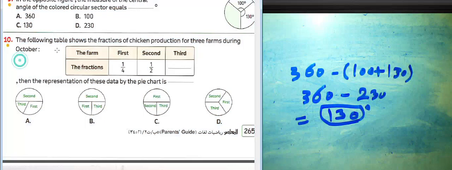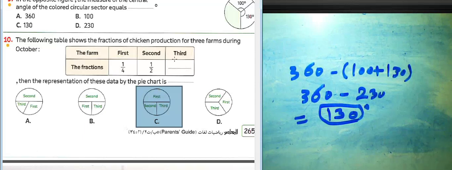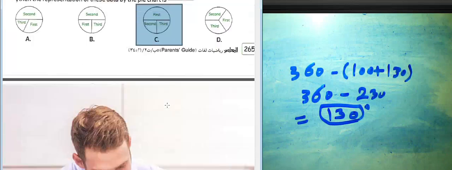Question number 10. The following table shows the fractions of chicken production for 3 farms during October. We are asked about the third farm: a third, a fourth, and half, here it will be a fourth. So we must choose letter C, because the part here will be a fourth. A fourth plus a half equals 3 over 4, plus a fourth equals 1. So we must choose letter C for this question. Represent data by chart, letter C.